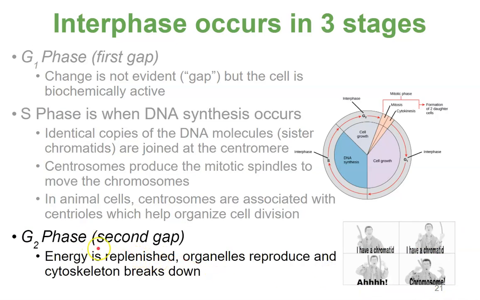In G2 phase, what's going to happen is the cell is going to continue to grow, and it's going to try to duplicate the organelles inside of the cell just so that the resulting two cells, after the mitotic phase, will have enough organelles to continue on with their cell cycle.